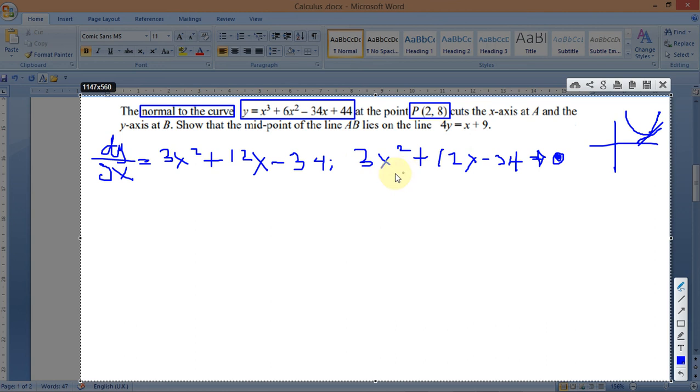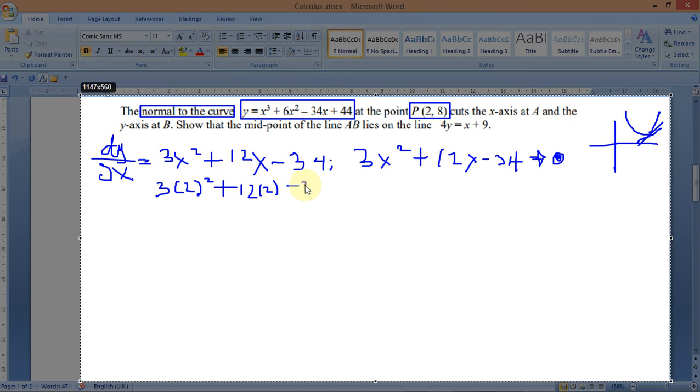So now go ahead and find the normal, because this is the equation of the normal. So at the point 2, that will be 3 into 2 squared plus 12 into 2 minus 34. I'll plug that into my calculator now. So that is 4 times 3 plus 12 times 2 minus 34, and that gives me 2. Let me just do that.